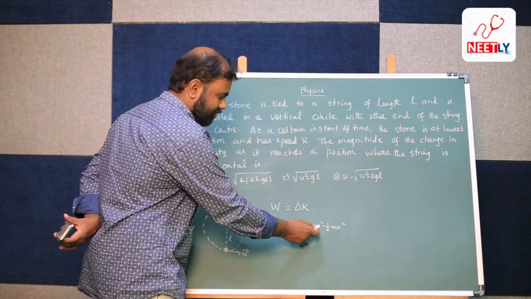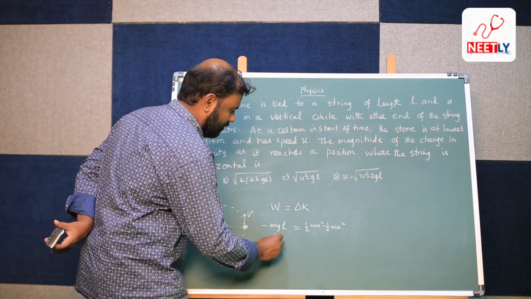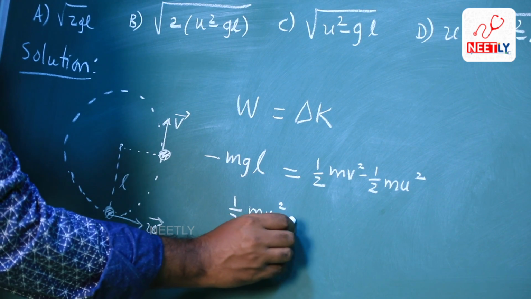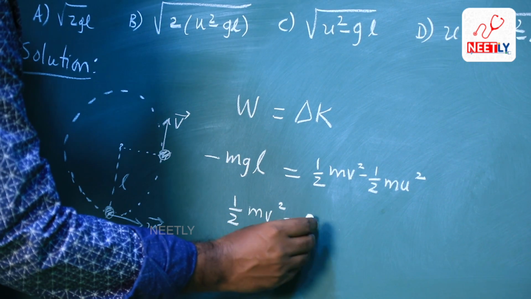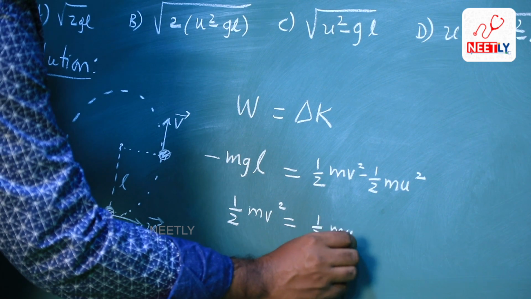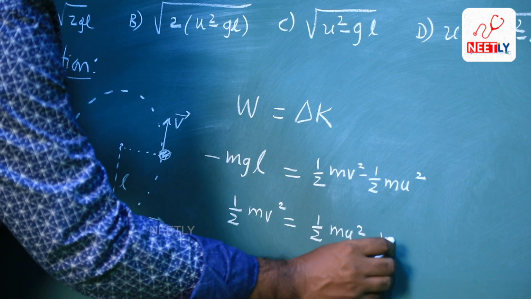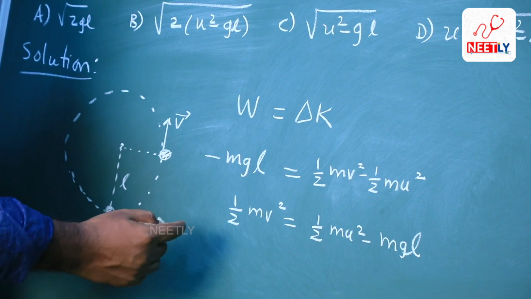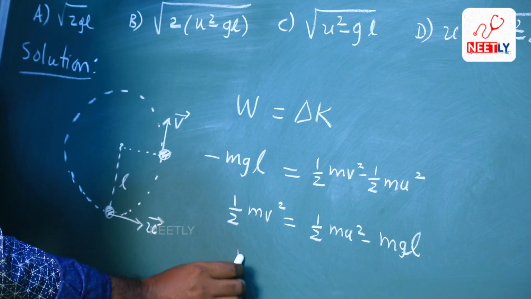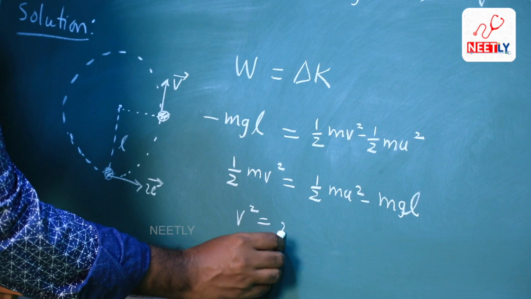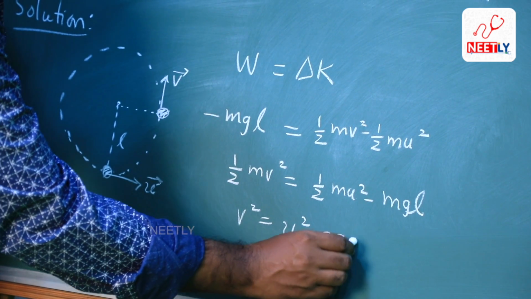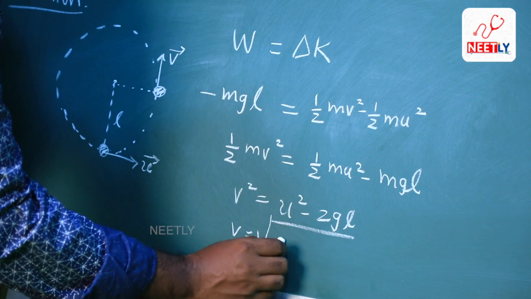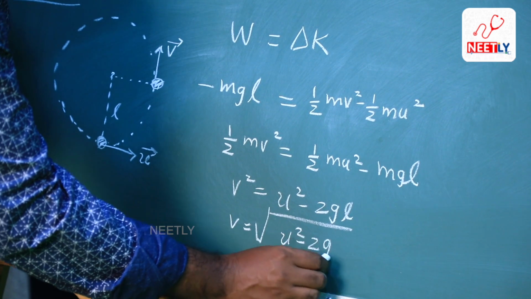Now I want to know v. u is given in the problem. So, we take this to this side: half mv squared is equal to half mu squared minus mgL. We can remove the half m, because m is common everywhere. So, we have v squared equal to u squared minus 2gL, or v is equal to the square root of u squared minus 2gL.